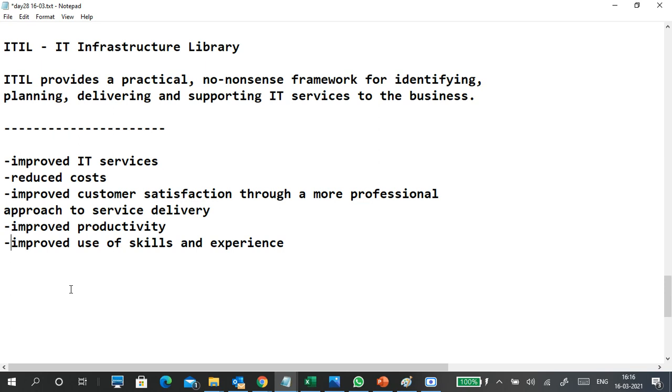Improved productivity. Same thing, we can increase the number of business opportunities and values to our business. Improved use of skills and experience. Inexperienced candidates or non-skilled people won't give you proper results. So why are you getting training? To improve your skills, and you have to gain experience with your skills. Then you will be able to handle situations and issues. You will be able to communicate with the customer. Then we can solve the issues very quickly.